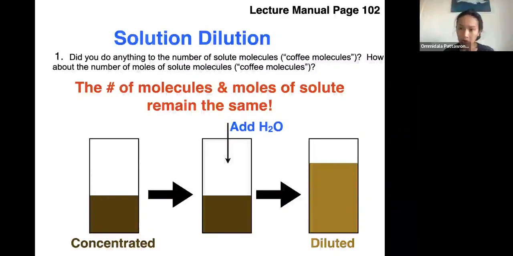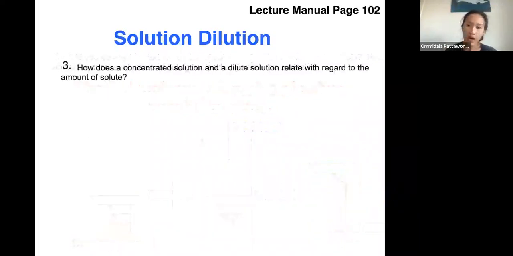The take-home message of this slide is that when you are doing dilution, you are increasing the amount of solvent and you are increasing the amount of solution, but the amount of solute remains the same. That's the take-home message. The next thing we are going to do is relate the amount of solute with the concentration of the solution.